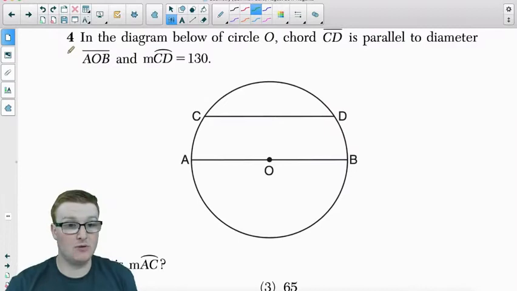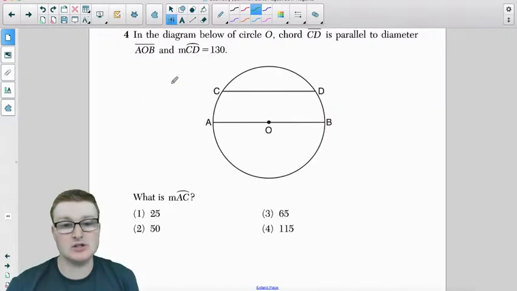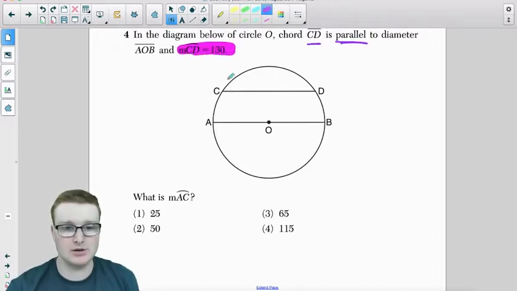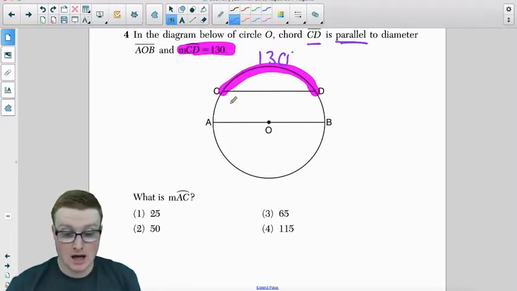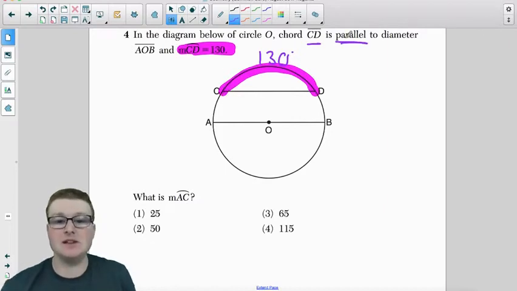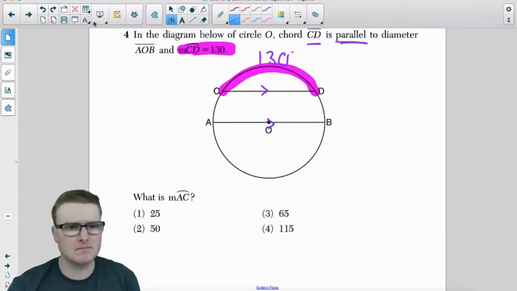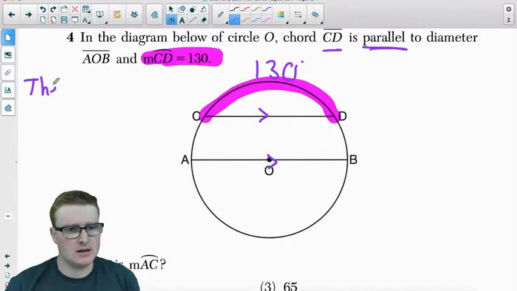Moving on. Number 4. Okay, this one was certainly an easier question. Thank goodness. In the diagram below of circle O, chord CD is parallel to diameter AOB, and the measure of arc CD is 130 degrees. Okay, I'm going to label that right now. 130 degrees. Now, what you need to know is this. They specifically said that CD is parallel to AB. Why would they tell you that? Because you need to know a theorem. Very important theorem, actually. Here's our theorem.